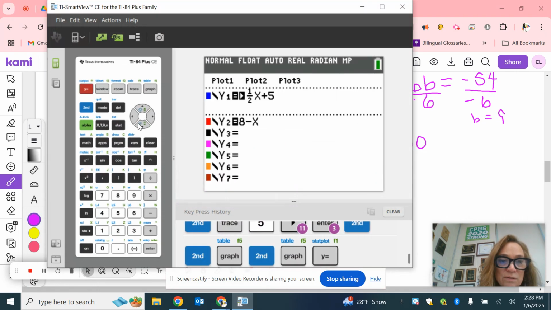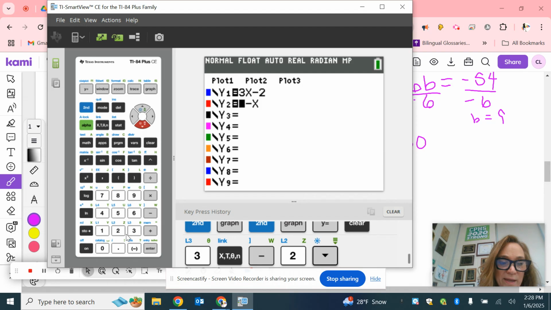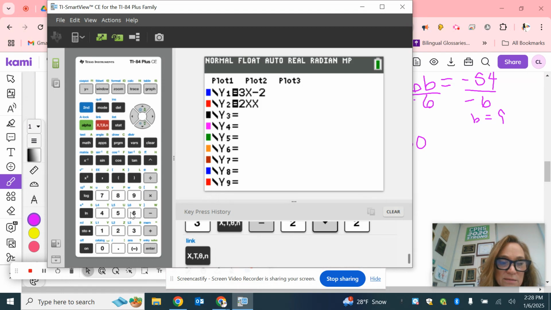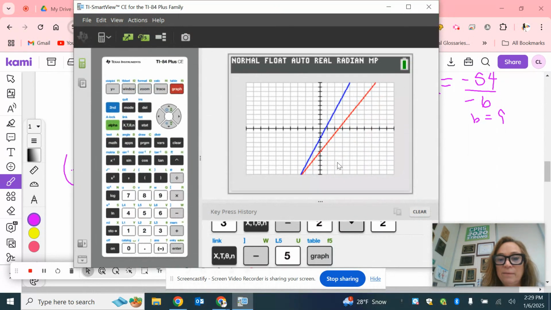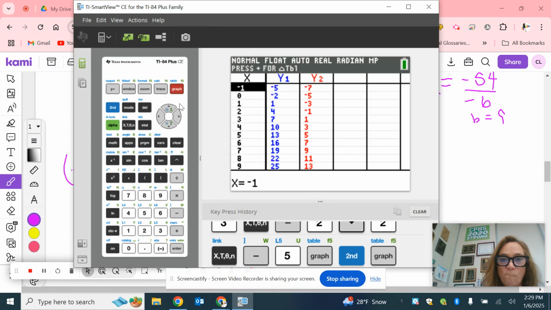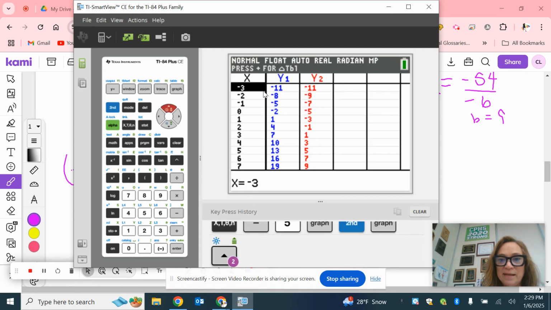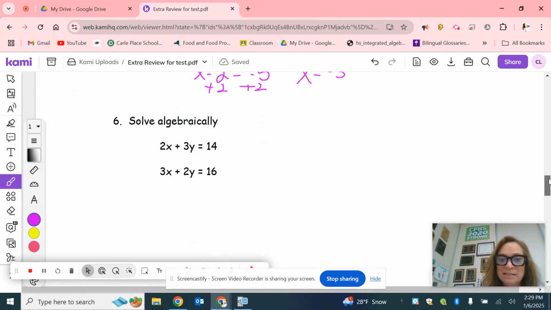So y equals 3x minus 2, and y equals 2x minus 5. Hit the word graph. Probably not going to see them cross, because remember I had that answer of -11, but it does look like they're crossing down here. So I'm going to go to the table, and I'm going to look for -3, comma, -11 right here, shared point.